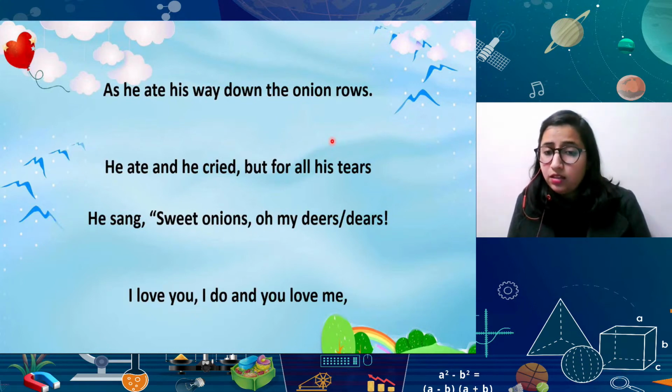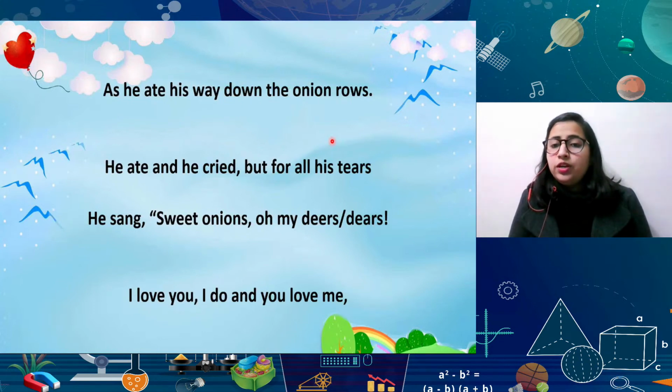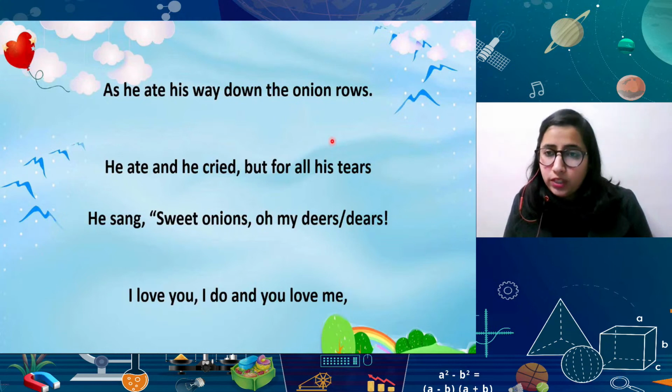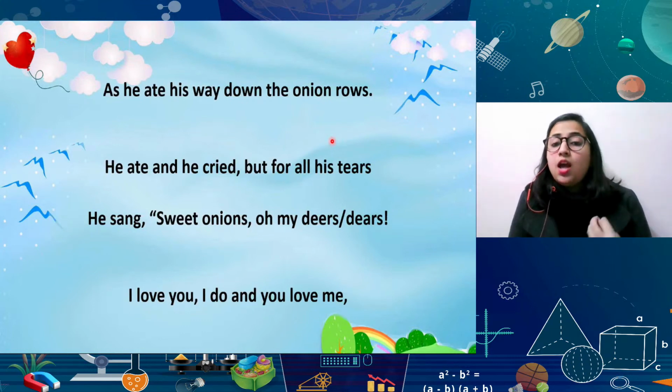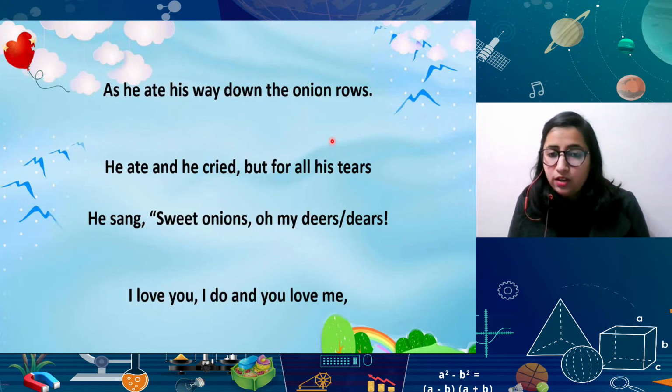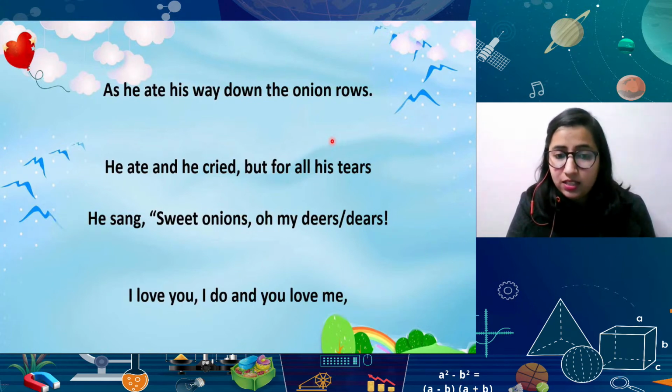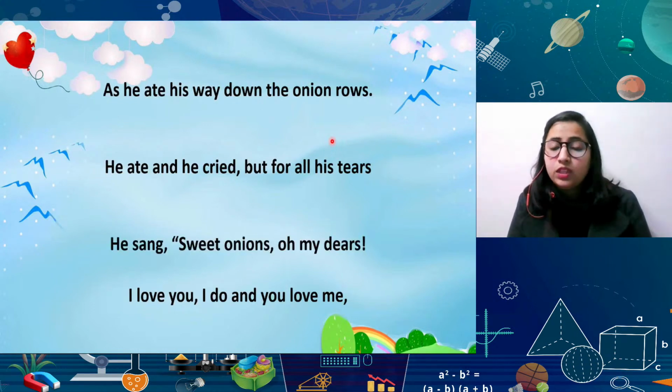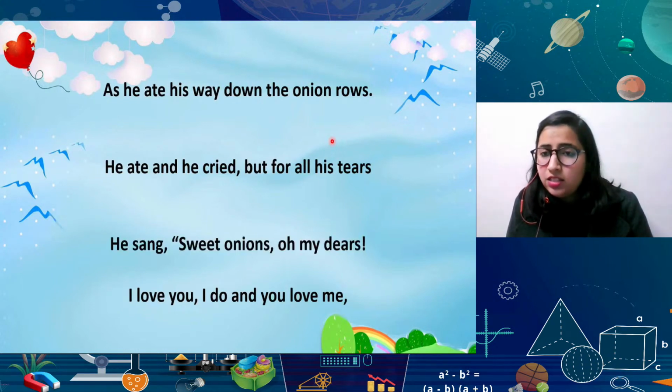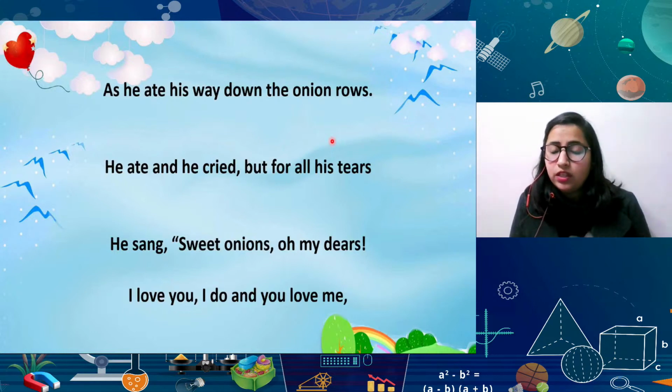We have two spellings again here. We have a homophone pair, dears and dears. So you can tell me which word means an animal, D-E-E-R or D-E-A-R. I want you to guess which word refers to the animal deer and which one doesn't. So the right sentence for this one is, sweet onions, oh my dears. The other one refers to the animals. He sang, sweet onions, oh my dears.